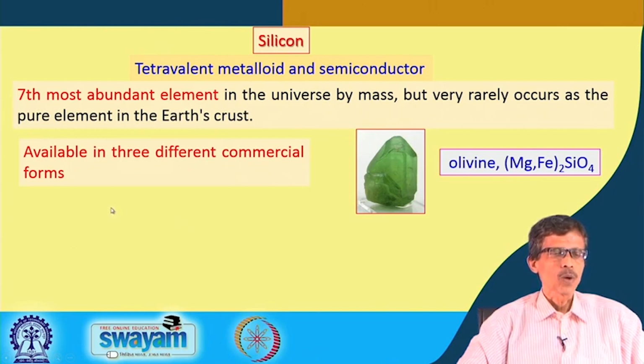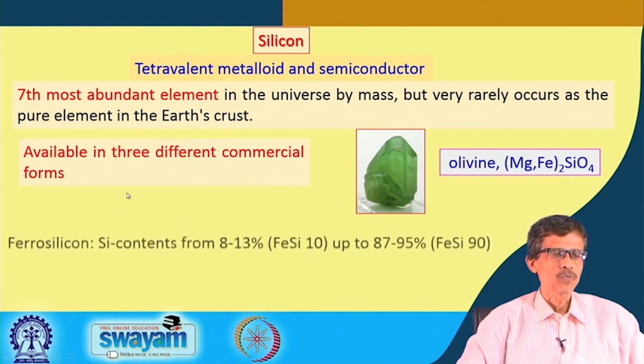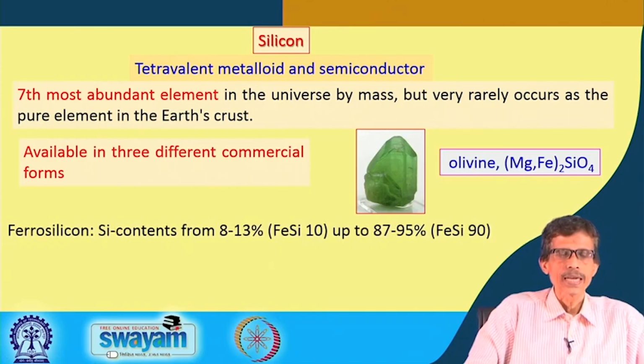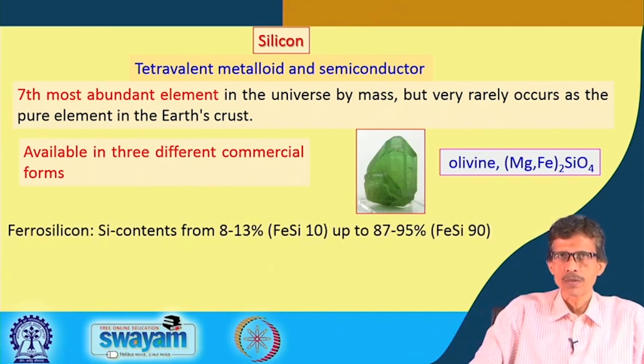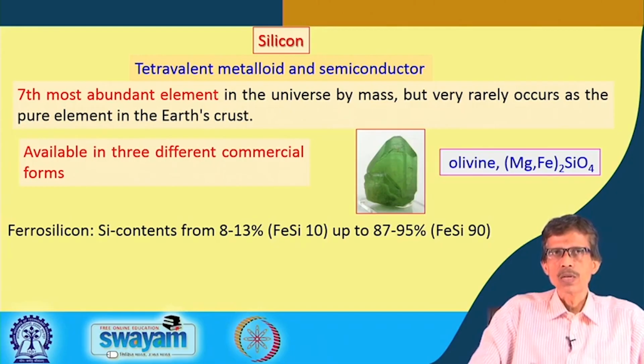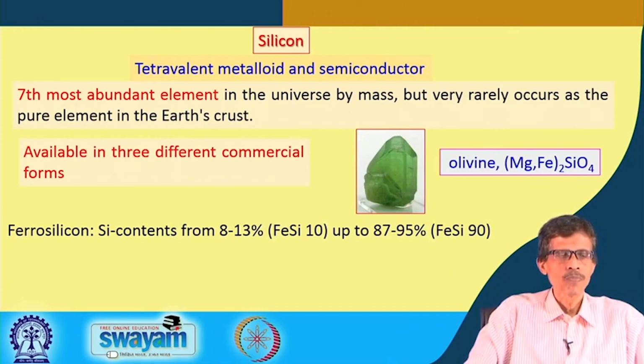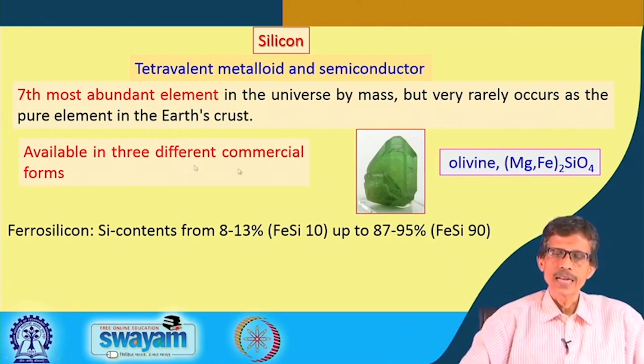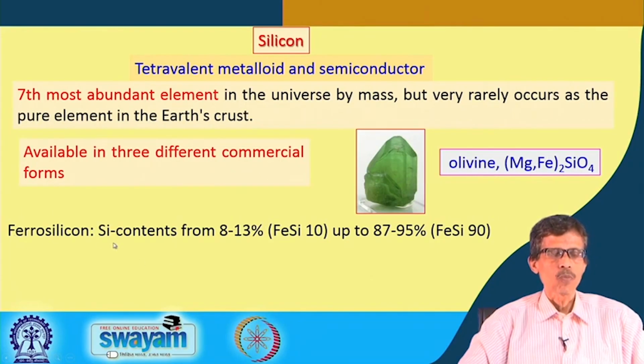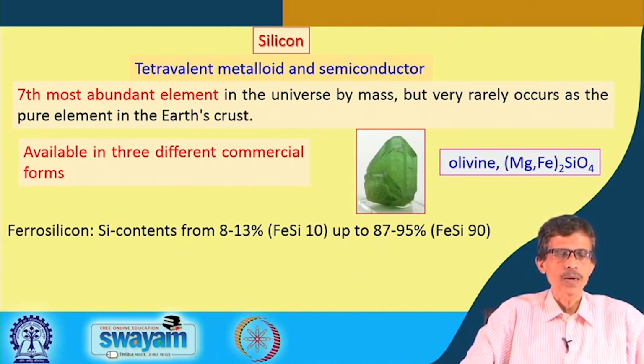And this particular one is available in 3 different commercial forms. That means whatever silicon we get and commercially are able to produce, we consider as the 3 commercially available forms. One is your ferrosilicon, like your olivine, where iron is the integral part of the silicate structure. But when you have the elemental form along with silicon, that means 8 to 13% of silicon content within the iron part, we consider it as FeSi10.